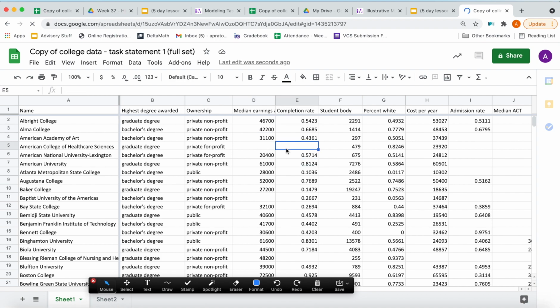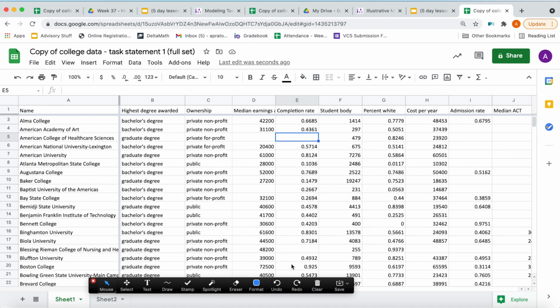You might make an inference that the higher the completion rate, the higher the median earnings. So for example, at Albright College, about 54% of students complete the school, and they make about $46,000. Look at Boston College. About 93% complete, and look how much money they're making there on average. So I'm starting to see, even here, a higher completion rate and a higher salary. I'm seeing a relationship happening between the completion rate and the median earnings.